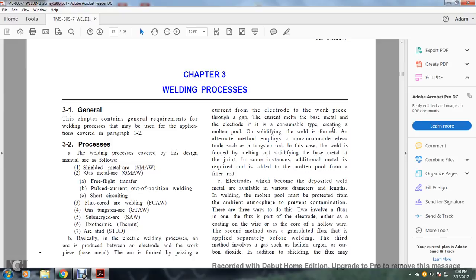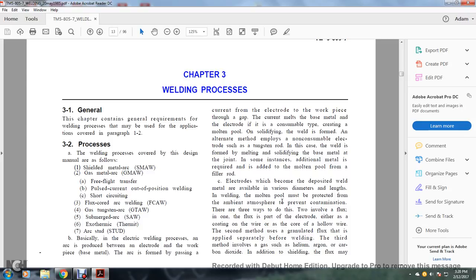As it solidifies, the weld is formed. An alternate method is employed for the non-consumable electrode, such as the tungsten rod. In this case, the weld is formed with the melting and solidifying of the base metal at the joint. In some instances, additional metal is required, and this is also added to the molten pool from the filler rod. Electrodes are available in various diameters and lengths.